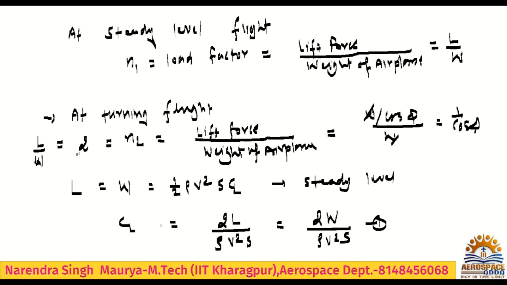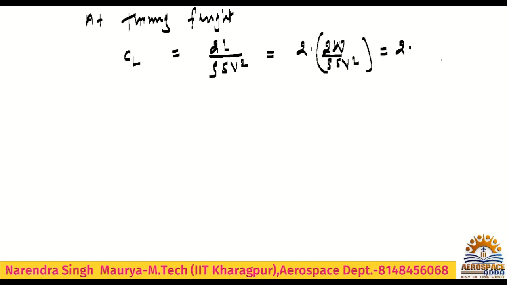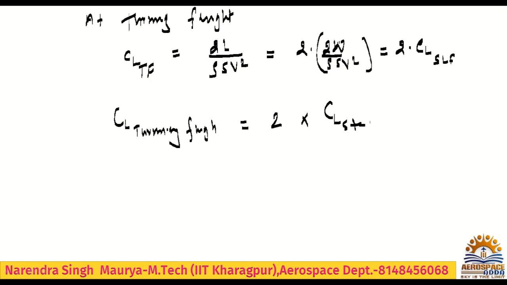This is during the steady level. Check CL at steady level. So CL at, I will write turning flight TF. So this value is what? CL at steady level flight. So CL at turning flight is equal to 2 times of CL at steady level flight.